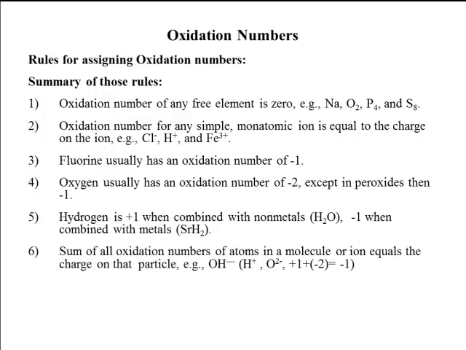Last thing here, the sum of all the oxidation numbers of atoms in a molecule or ion is going to equal the charge of that particle. So for example, if I have hydroxide ion, it's OH with a -1 charge. Well, the H is going to be a +1, the oxygen is a -2. When I add those two oxidation numbers together, I get that -1 charge. We're going to see some examples of how these are going to work, but keep in mind these rules. They're going to be very, very important.